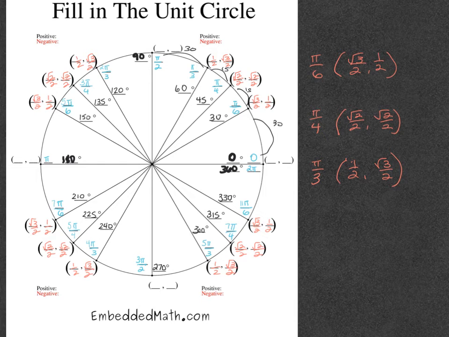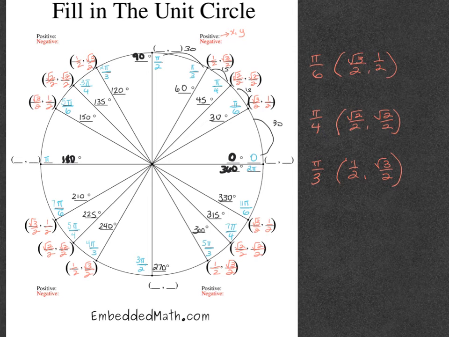Now think about the signs in these quadrants, right? In the first quadrant, what's positive, what's negative, as far as x and y values go? First quadrant, what has what signs? They're both positive, right? Because we're in that first quadrant, so we move right and up. They're both positive.